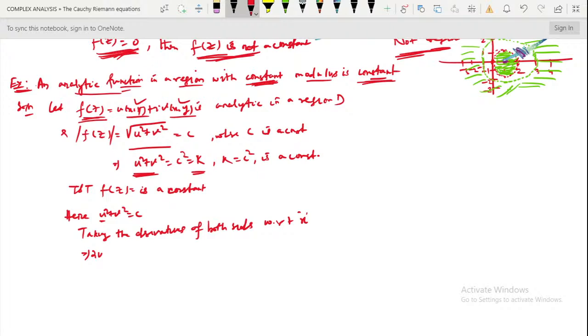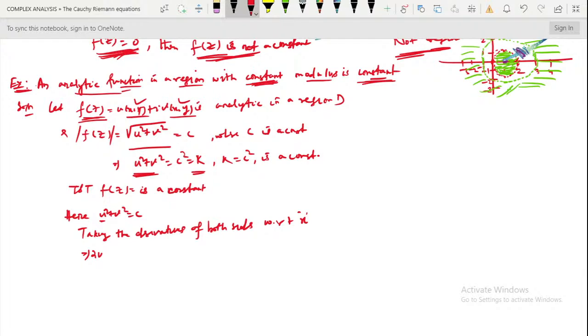By the theorem, we know that if f dash z is 0 on a region D, then f dash z is 0 in the above region D, because of the region in the given problem. So this is 0 on the above region D. This implies you can say f of z is a constant in that region D.